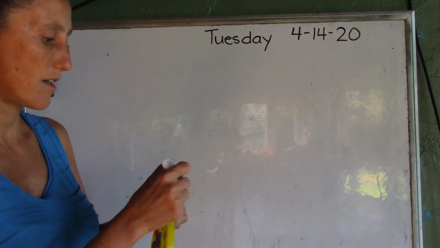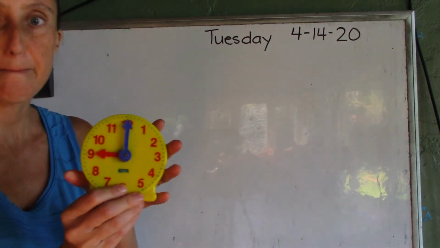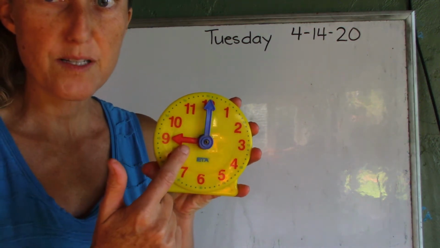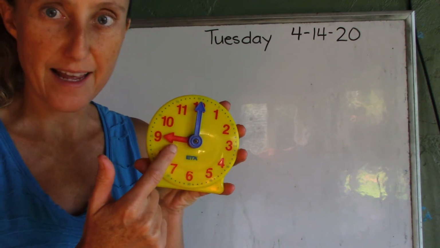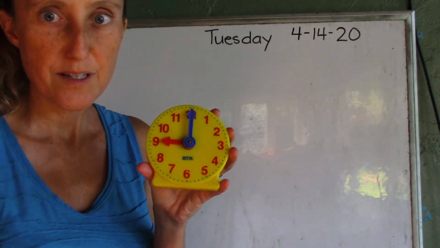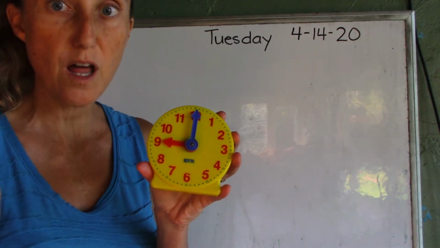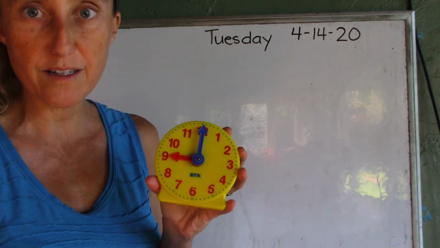All right. Let's go on to our clock. Our clock starts with a simple time here. Do you see that? So start with your small hand, the hour hand, which is pointing to the 9. And then the minute hand is pointing straight up, right? And when it's pointing straight up, it says o'clock. So it is 9 o'clock.